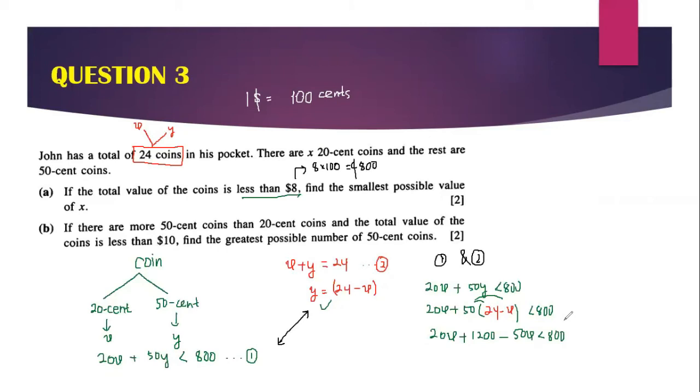Good. We can combine this one, so it will be minus 30X, and we can move the number to the right side, so it will be less than minus 400. Is it clear, everyone?